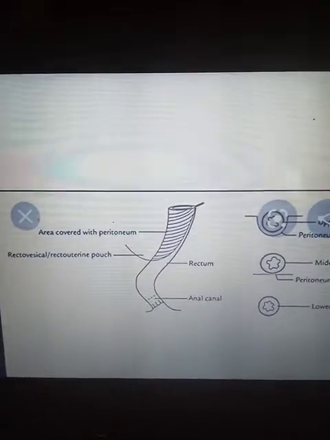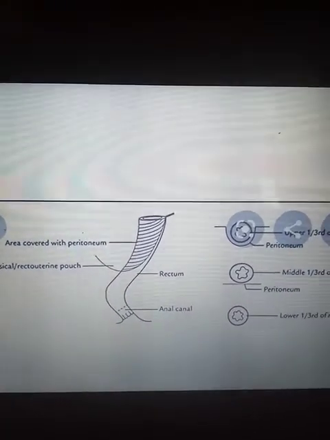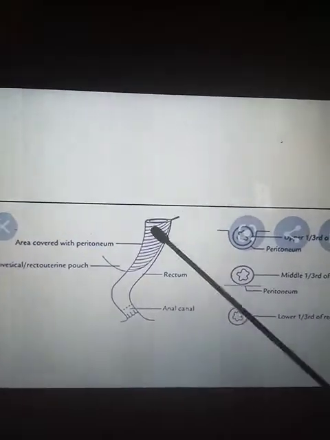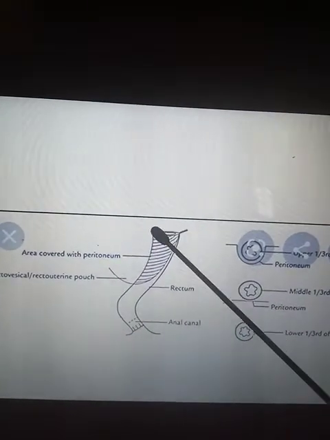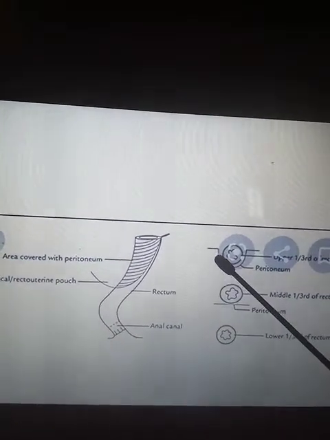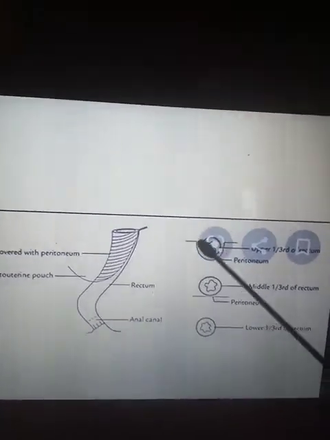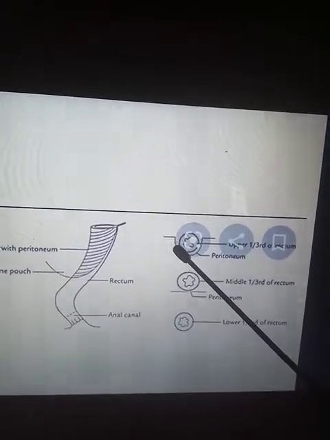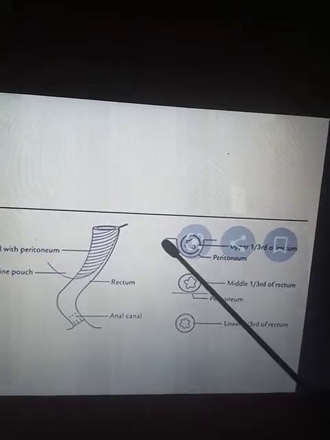Then see, now the peritoneal relations. You have peritoneal relations and you have the visceral relations. This is the rectum. You can see in the upper part, it is covered by the peritoneum on all sides. See the section, I have taken the section of it. This is the upper 1/3 of the rectum. Peritoneum is present anteriorly and laterally also.